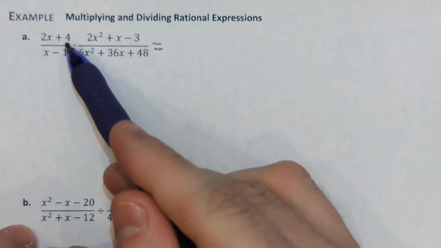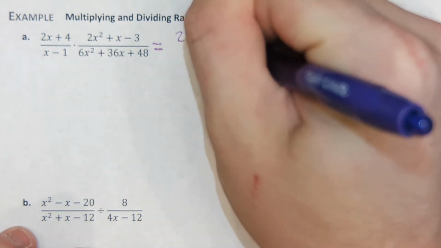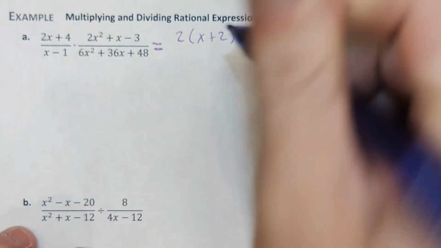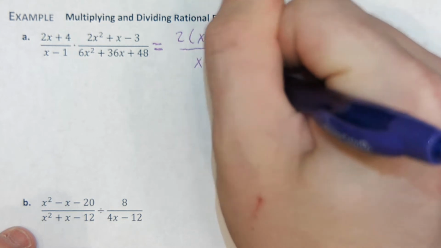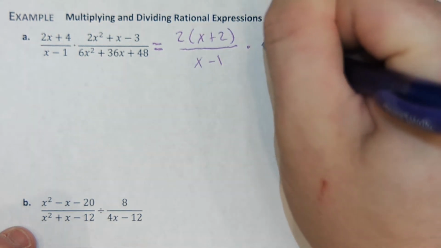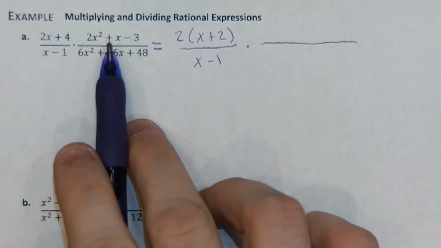This first one, 2x plus 4, it does have a GCF. Both of these terms are even, so I can take a 2 from both of them. X minus 1, that one's stuck. Times. All right. Oh boy, check it out.